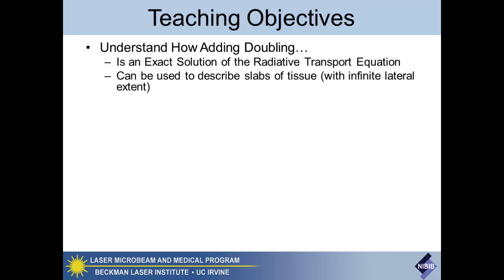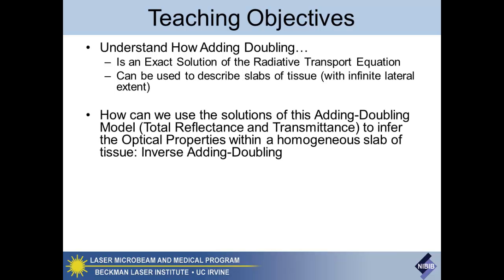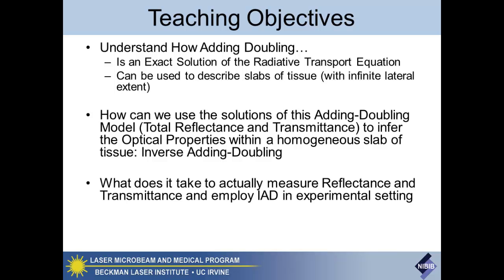And of course, there are going to be certain embedded assumptions involved with this. Then we'll look at how we can use these solutions, which model the total reflectance and transmittance, to actually infer the embedded optical properties used in the forward model. So again, this is the inverse solution. And what does it actually take to measure reflectance and transmittance and employ this inverse adding doubling method in an experimental setting?